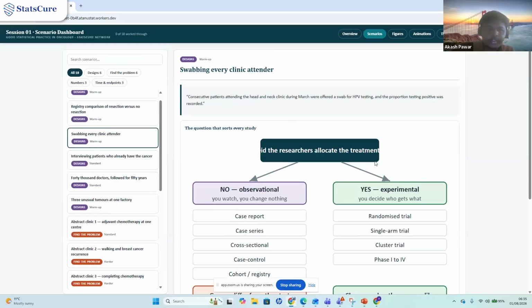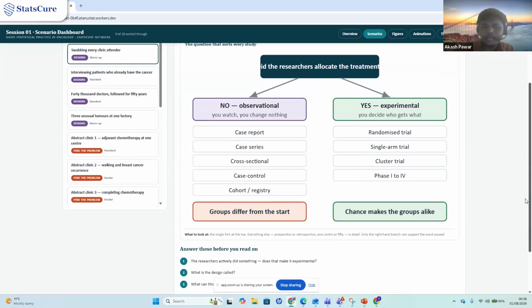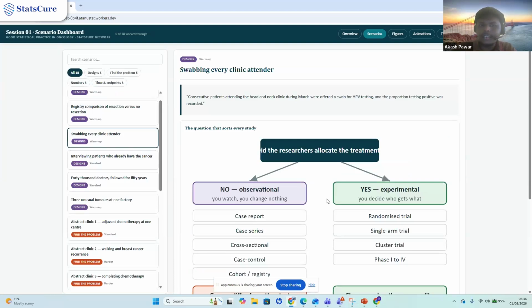So this is another one, where consecutive patients attending the head and neck clinic during March were offered a swab HPV testing, and the proportion testing positive was recorded. Okay, so what kind of study design do we feel it should be? Can anyone tell? Can we hear any answer?